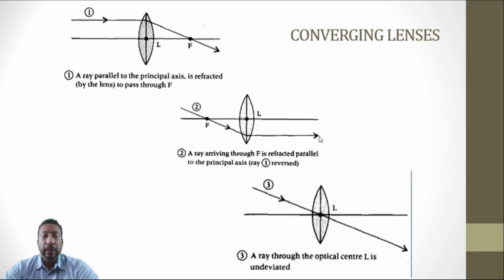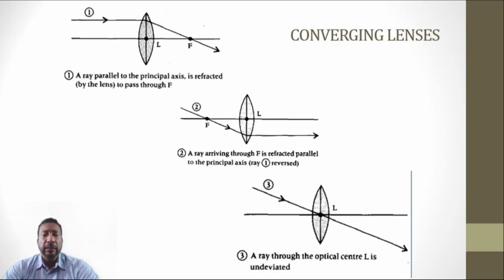And finally, the easiest ray to draw, the ray that goes through the optical center. Why is this the easiest ray to draw? Because remember that we learned in our last lesson, the optical center has a special property. It is the only point in a lens where a ray that passes through it is undeviated, meaning, in other words, it continues in a straight line.